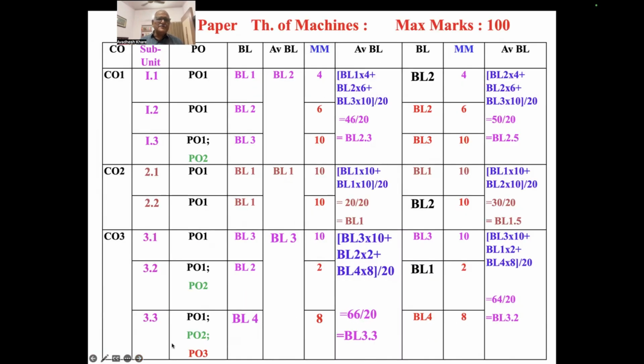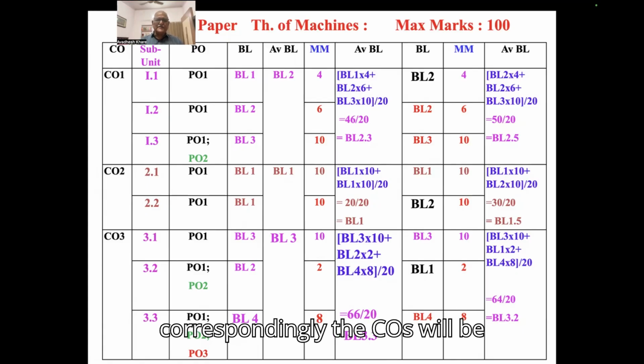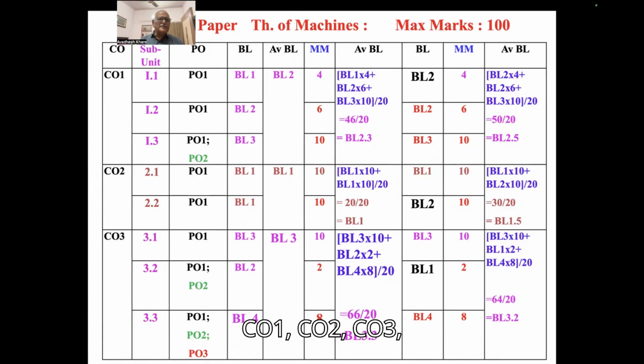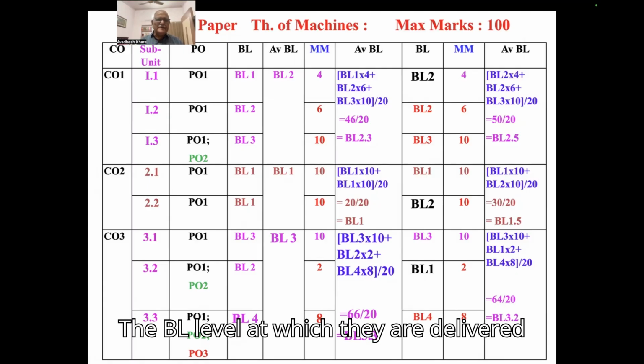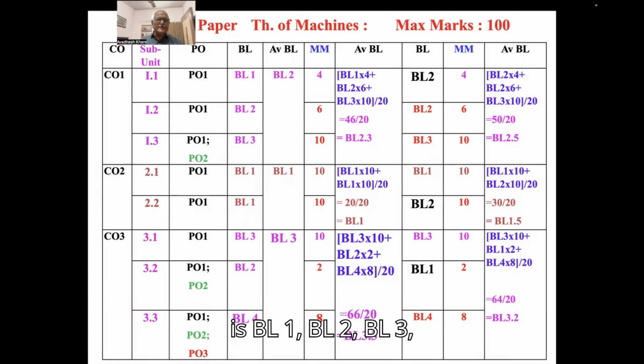Now we'll discuss the first theory paper. The first column gives units 1, 2, 3, 4, 5, and correspondingly the COs will be CO1, CO2, CO3, CO4, CO5. Unit 1 has 3 subunits, 1.1, 1.2, and 1.3. The BL levels at which they are delivered are BL1, BL2, BL3. And we decide to have a 20 marks question which is distributed between 1.1, 1.2, and 1.3 as follows.